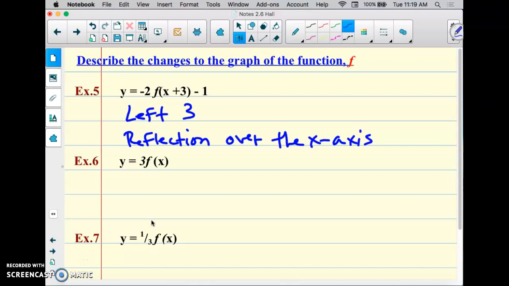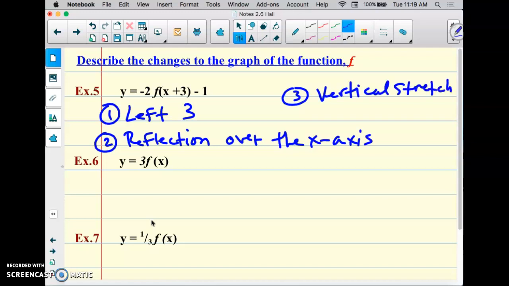And then next, so this is technically what I'm saying happens first, second, and then the third thing that happens, I'm going to take care of that 2 out front. That is a vertical stretch by 2. And finally, the fourth thing that happens, that minus 1, that is a shift down 1.